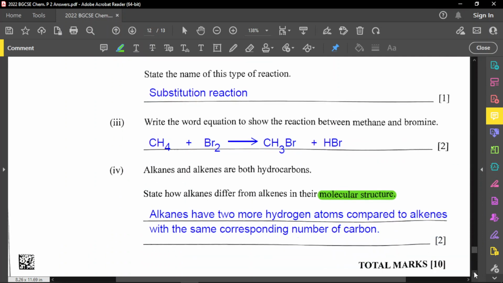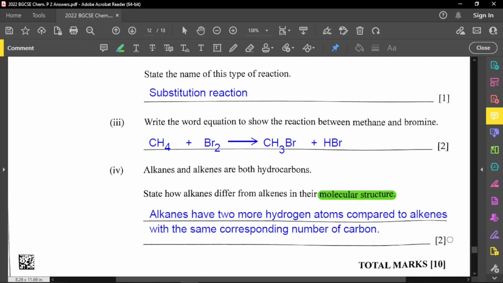All right. For part 3, it said write the word equation to show the reaction between methane and bromine. So bromine as a gas will be Br2. Methane is CH4. So one of the bromine will replace one of the hydrogen, and so you have the bromomethane and also the hydrogen bromide.